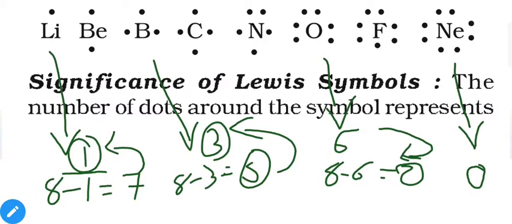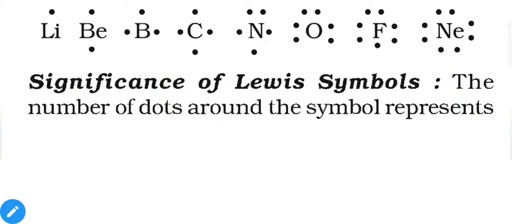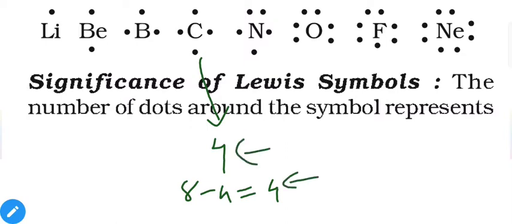If you have the same number, like carbon, as we can see, we have 4 valence electrons and 8 minus 4 is equal to 4 as well. So both of them show a similar thing, and you can choose either of them. So the valency of carbon will be 4. That means you have to concentrate on the lower number. So the lower number represents the valency of the given element.